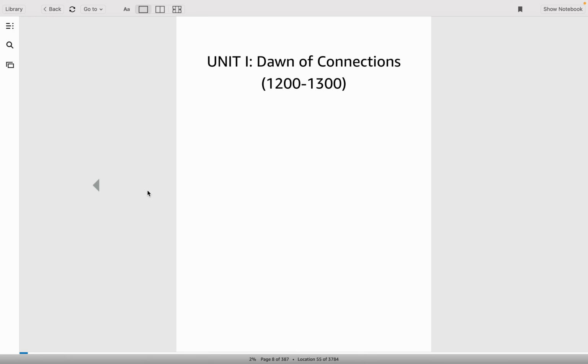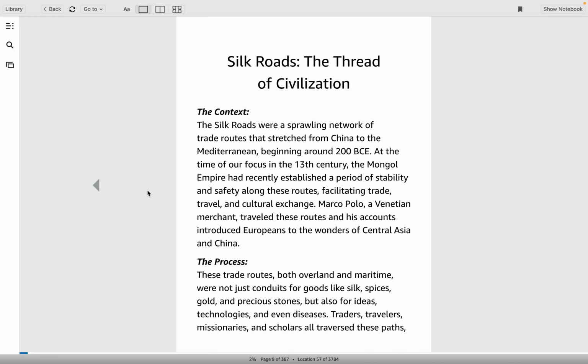So I have decided to systematically organize the explanation that's part of this textbook. I have decided to divide the whole explanation into 10 different units, and each unit includes 10 different topics. The first topic of the first unit is this: Silk Roads, the threads of civilization. And this is not the end of the story. This is the beginning of a more important story.